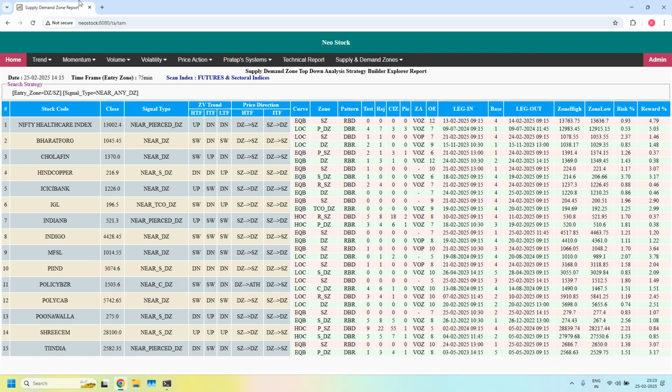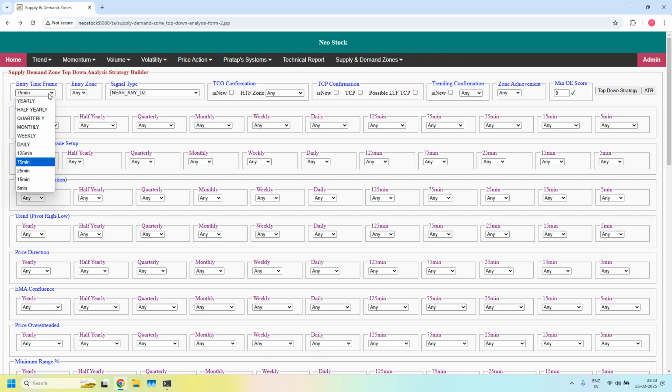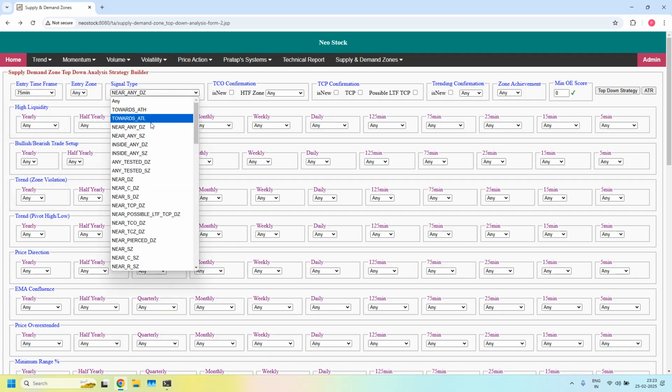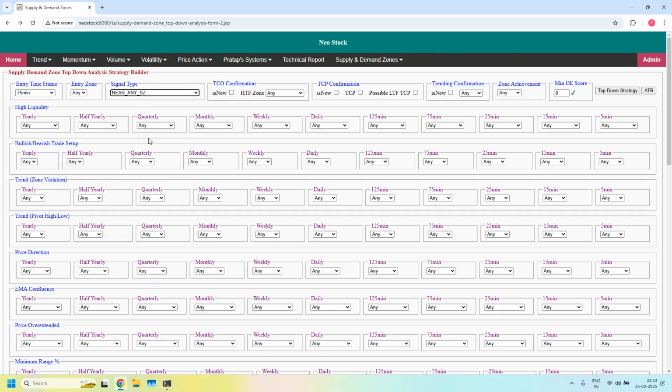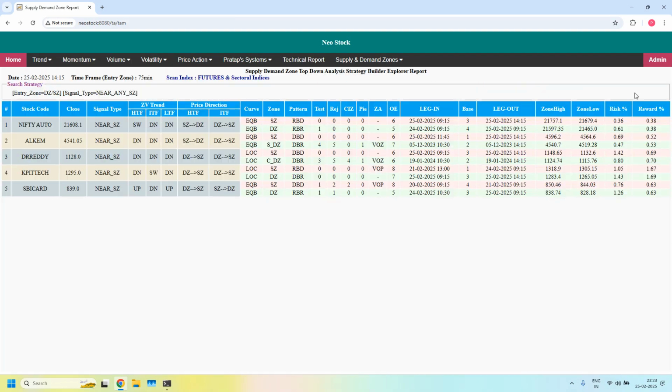Okay. Next, for 75 minutes time frame, let us find the stocks near 75 minutes supply zone. We got 5 stocks. Let us check any high liquidity supply zones here. No, we don't have any 75 minutes high liquidity supply zones from this list. So with this we have identified daily and 75 minutes high liquidity zones.